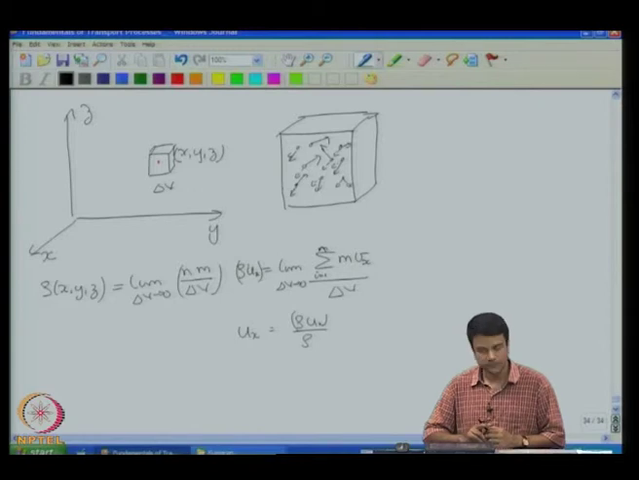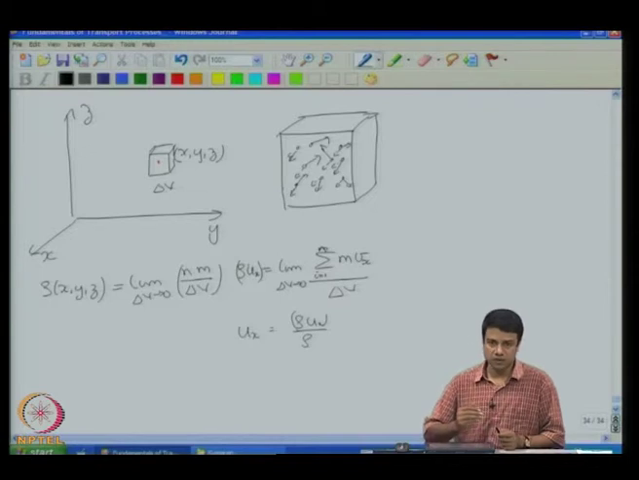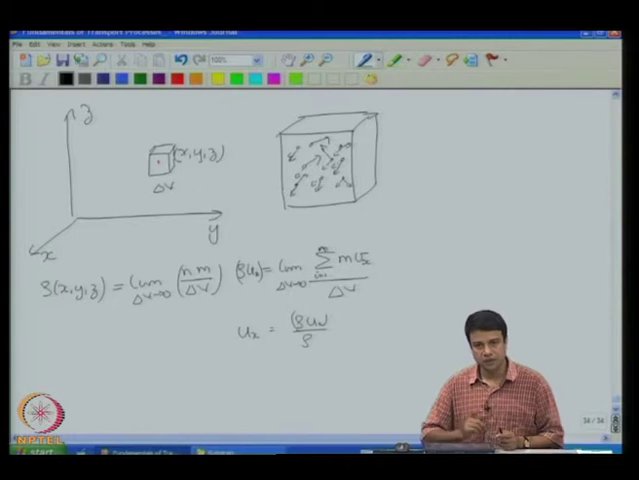If the molecules had purely fluctuating velocities, they have equal probability of having velocities in the plus x direction and the minus x direction. In that case, this mean velocity in the x direction will be identically equal to 0. It is only if there is some net flow that the molecules are biased towards the velocity in one direction or the other, only then will you get a non-zero velocity ux.